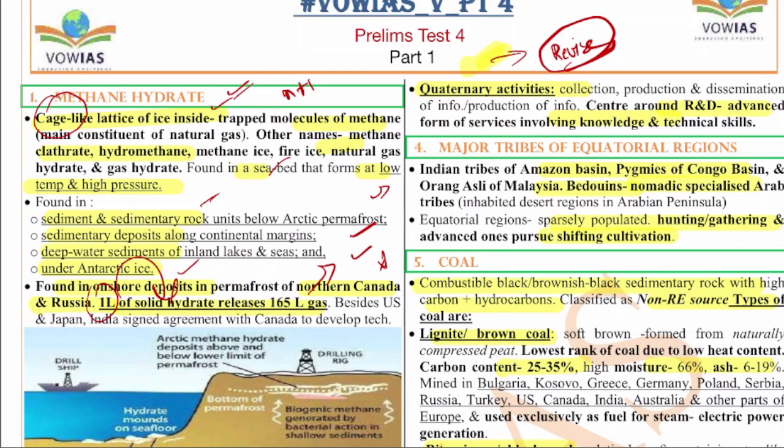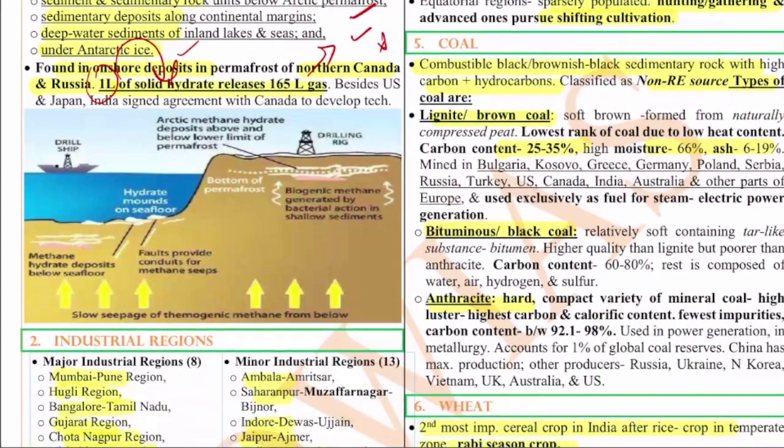Besides the US and Japan, India also signed an agreement with Canada to develop the technology for this methane hydrate. In simple words, methane hydrate is methane plus water. You can see here that the methane hydrate deposits will be on the seafloor, and they will be extracted using drilling rigs.